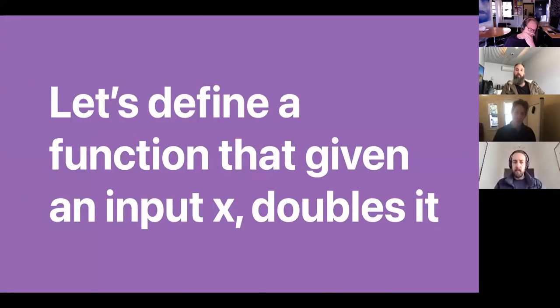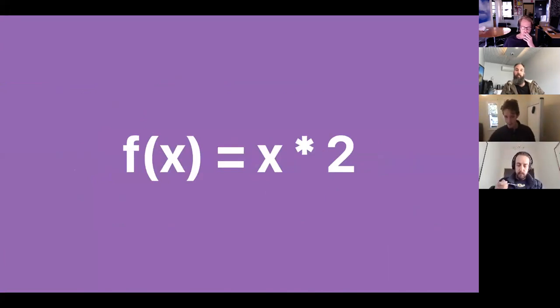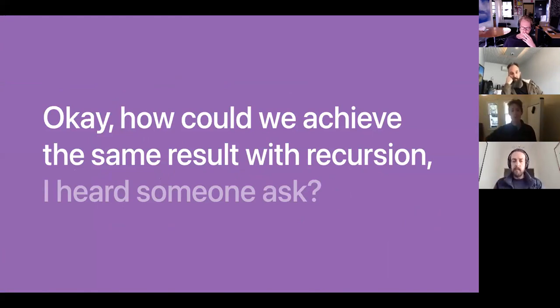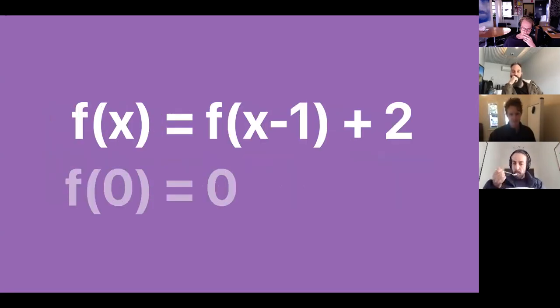So let's define a function that, given an input x, doubles it. It wasn't too hard to think of what a function might look like for that. f(x) equals x times 2. And that's all we've got to do. So how can we achieve the same result with recursion? We want to do the exact same function, but we're going to recursively define 2 times x. And this is what it looks like. We can say f(x) is f(x-1) plus 2, where the base case is f(0) equals 0.